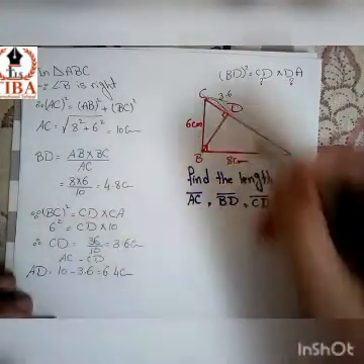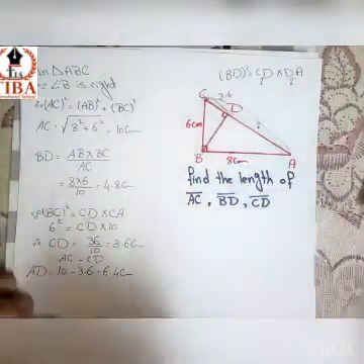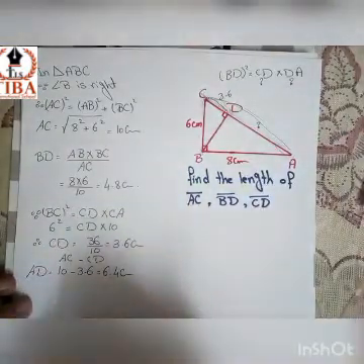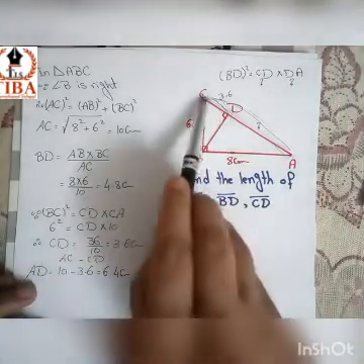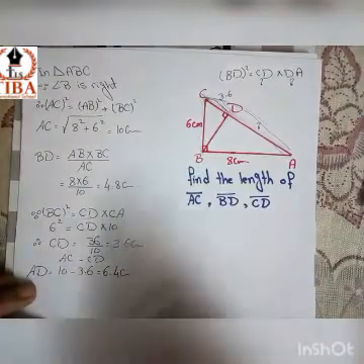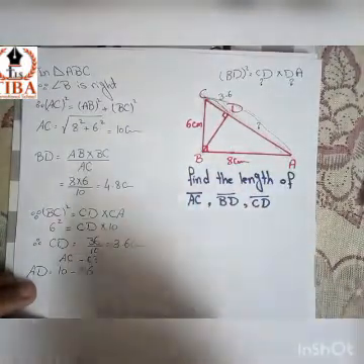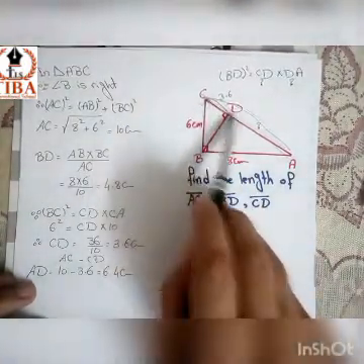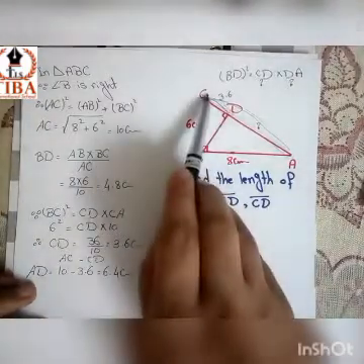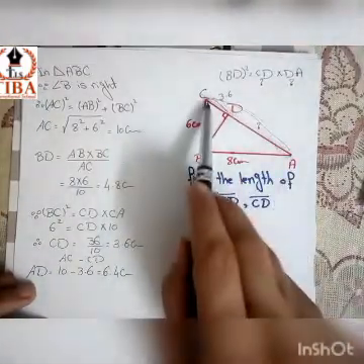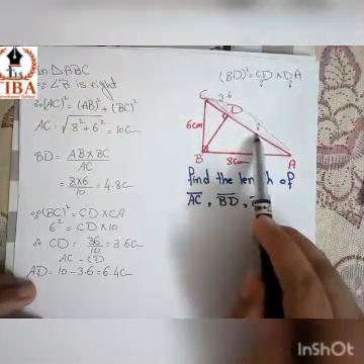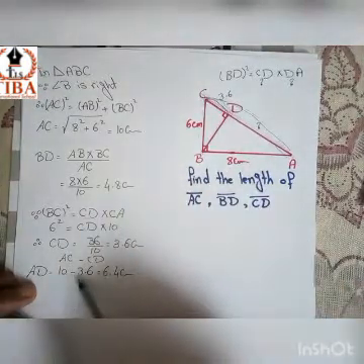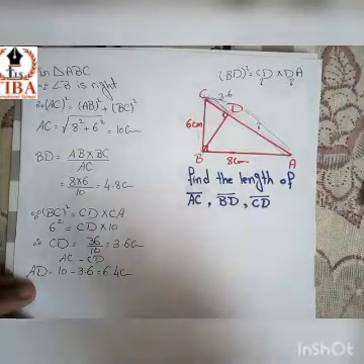So CD equals 3.6 and AC equals 10 centimeters, so we can find the length of AD. How can we find it? We subtract CD from AC, the length of the hypotenuse. So AC, 10, minus CD, 3.6, gives the length of AD, which is 10 minus 3.6 equals 6.4.